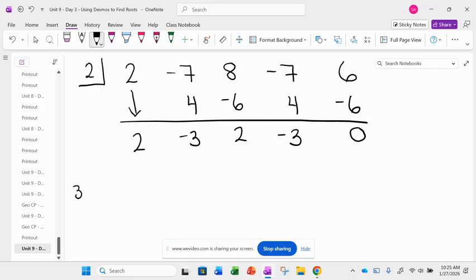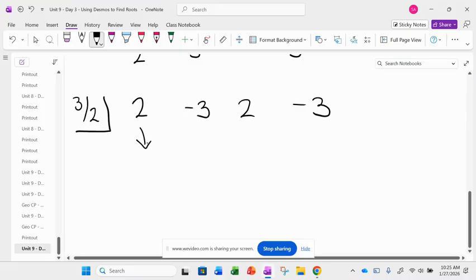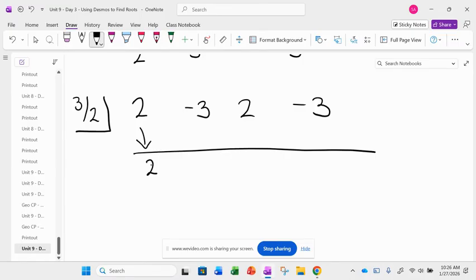All right, so now what do? Now I'm going to use the 3 halves. Do I go back to the original coefficients or do I use the new coefficients? The new coefficients. We use the new coefficients. So we're 2, -3, 2, -3. Bring down that 2. 3 halves times 2. Isn't that 6 halves? But what's 6 halves? 3. -3 plus 3 is 0. 0 times 3 halves is 0. 2 plus 0 is 2. And then once again, 2 times 3 halves is 6 halves. And 6 halves is 3.